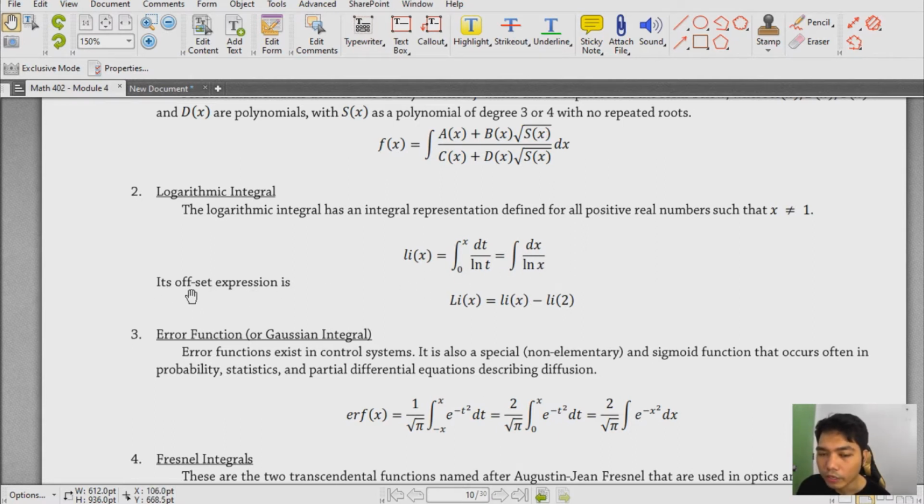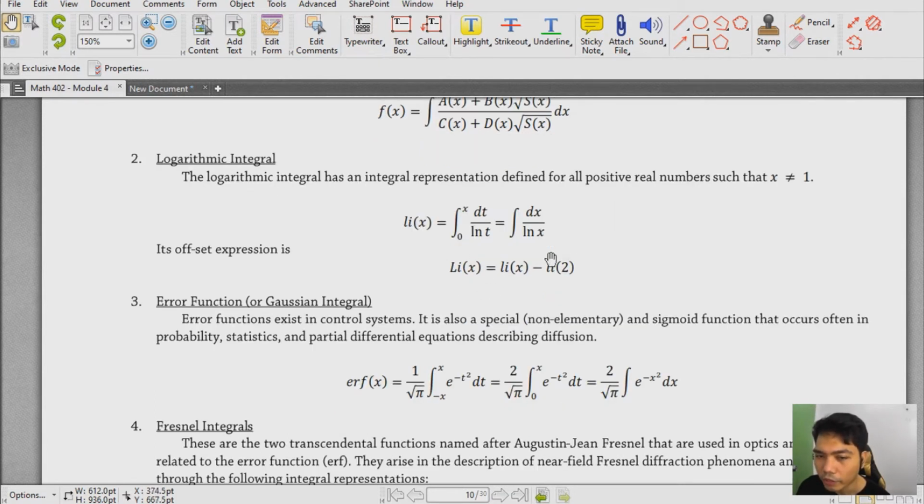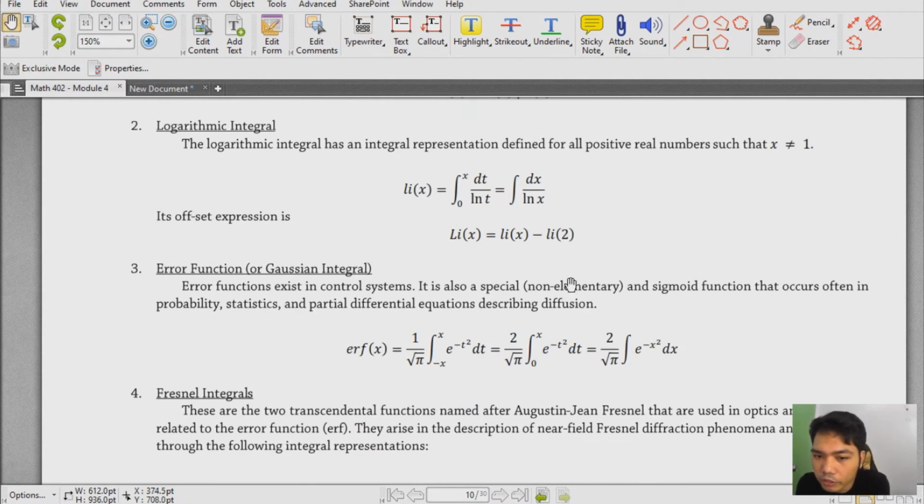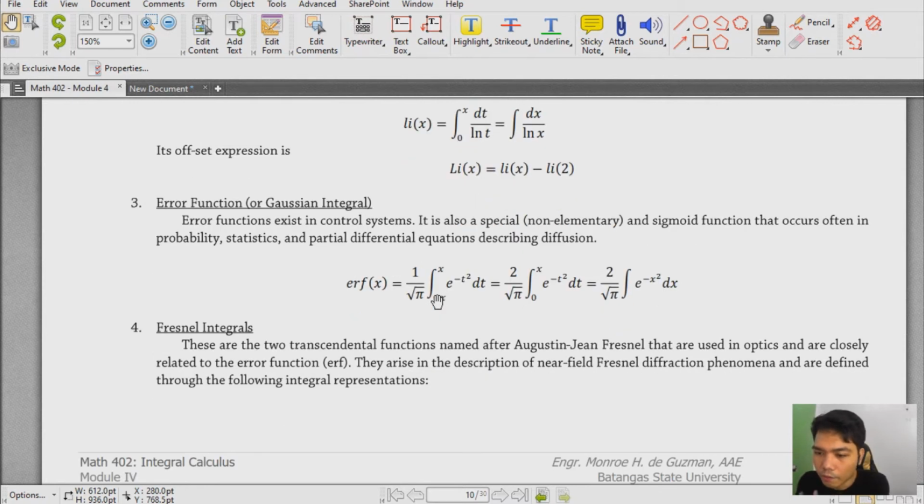Therefore, we rewrite it as the expression of Li of x and then we leave it as the integral from 0 to x of dt over ln of t. So ayun, and then meron tayong tinatawag na offset expression nun. We have the capital Li of x which is equal to Li of x minus Li of 2. So, yun lang yun.